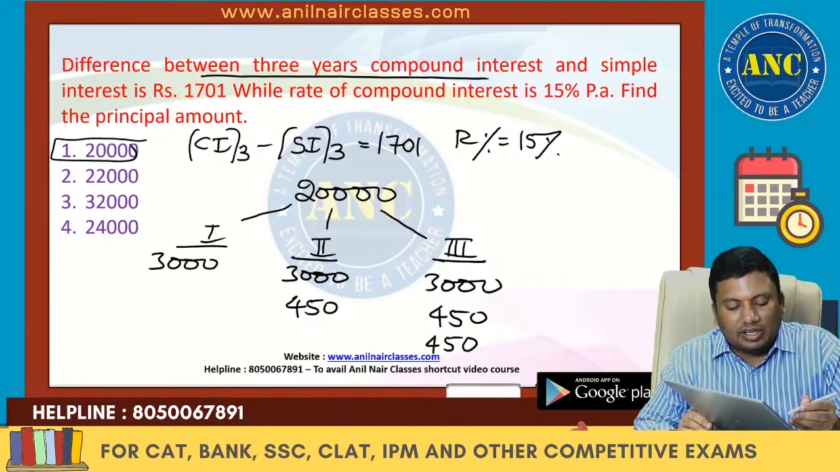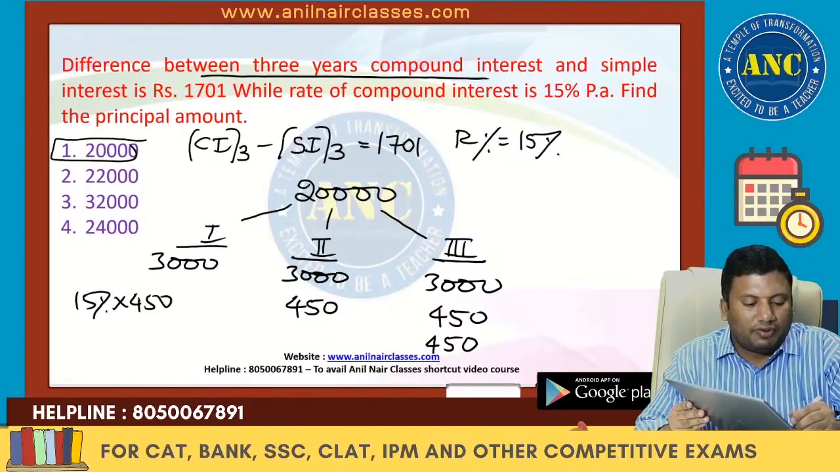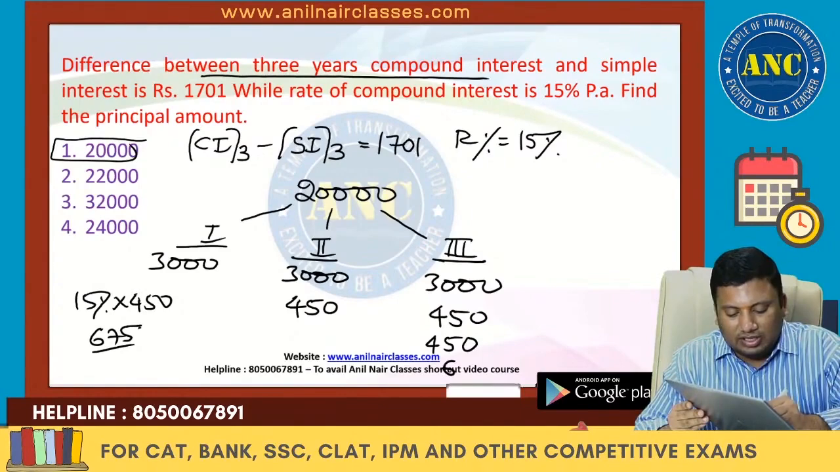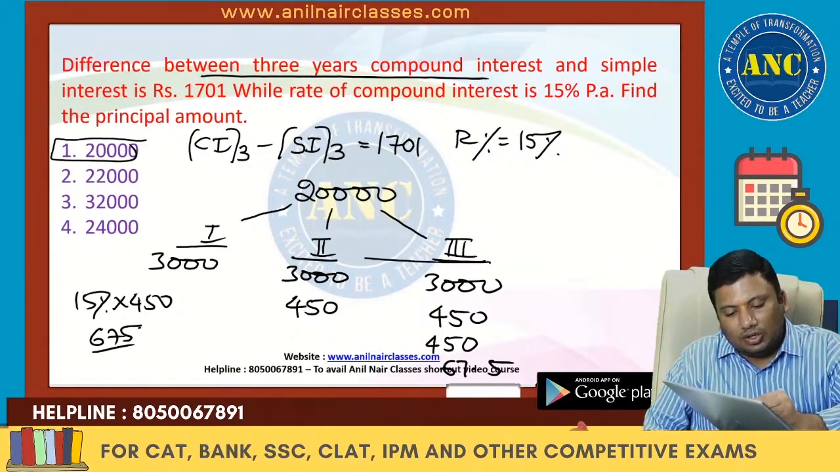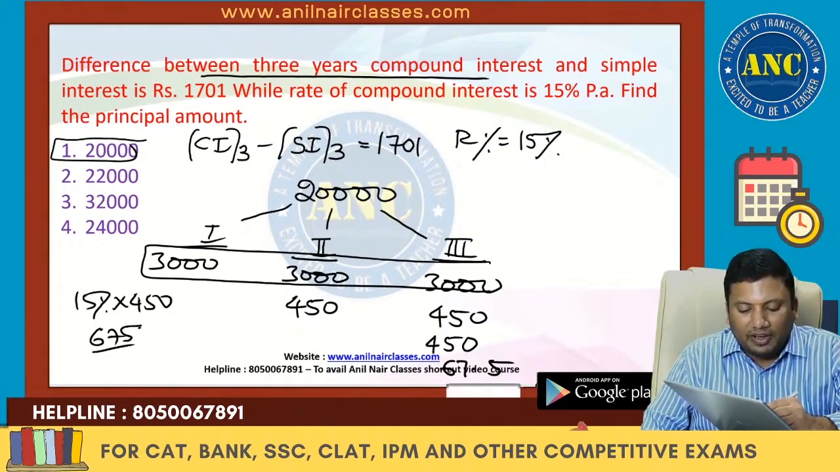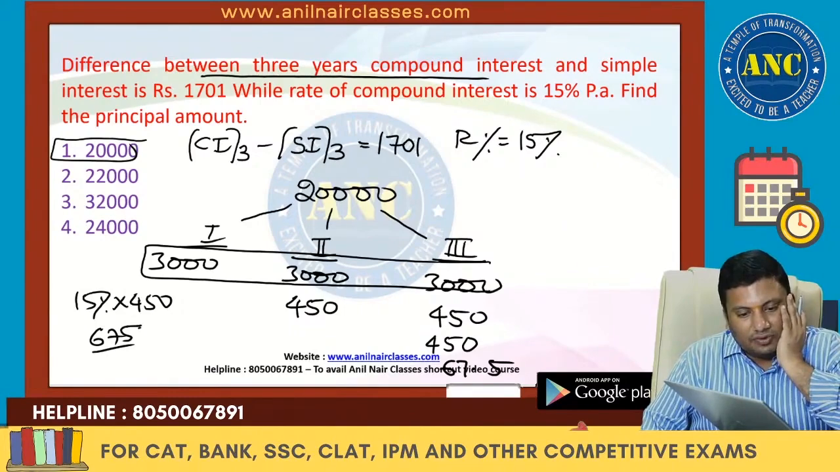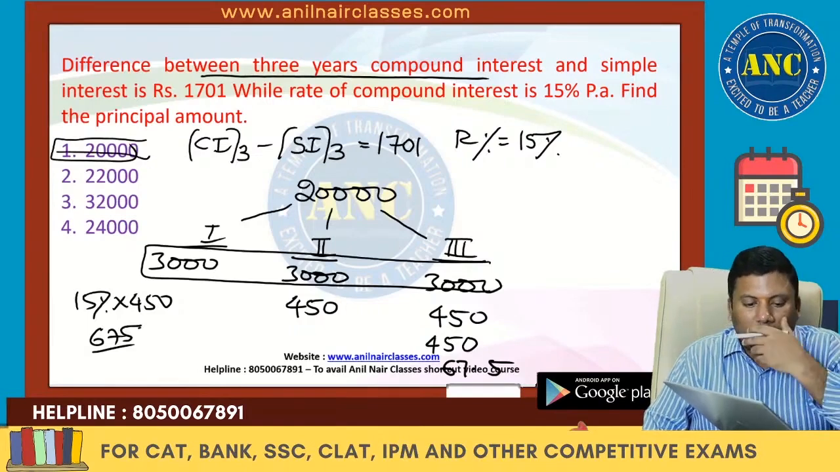15 percentage of 450 is 67.5. This is the total for 3 years. The remaining is 450, 450, 450, which is 1350. 1350 plus 67.5 is 1417.5. So this is not possible. I hope it is clear.